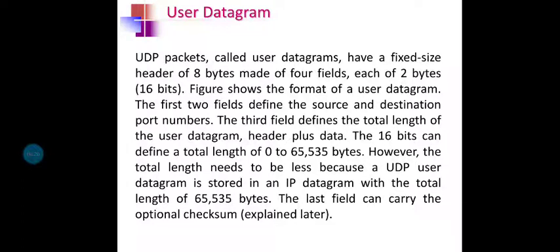The UDP packets, called user datagrams, have a fixed size header of 8 bytes made of 4 fields, each of 2 bytes, that is 16 bits. The next figure shows the format of a user datagram. The first 2 fields define the source and destination port numbers. The third field defines the total length of the user datagram, that is the header plus data.